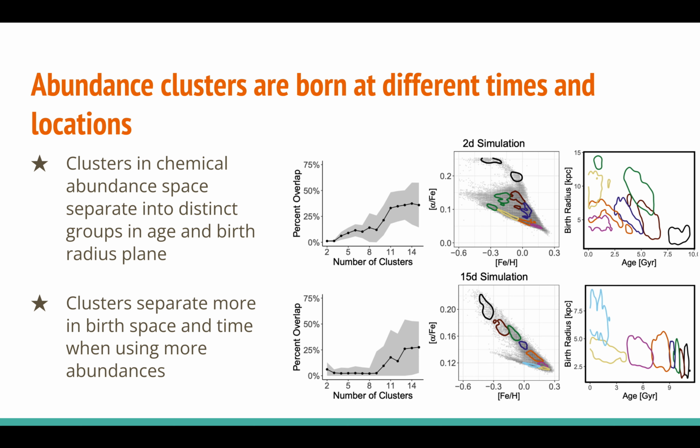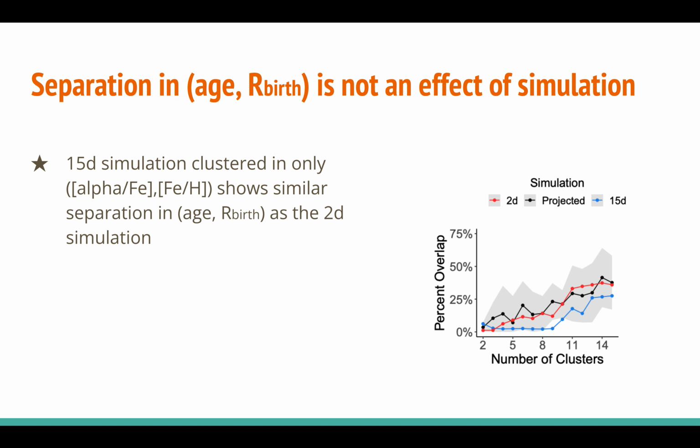All right. One thing though that you might be wondering is, how do I know that this difference is due to this additional abundance information and not just the fact that I'm looking at a different simulation? By clustering in just the alpha and iron abundance plane of the 15-dimensional abundance simulation, I find that those results are very similar to just clustering in the 2-dimensional abundance simulation. Therefore we can see that the separation in age and R-birth is not an effect of the different simulations, and rather must be an effect of this additional abundance information being brought in.